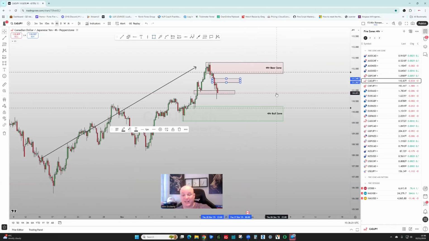And again, I'm not going into the 1 hour, 15-minute and 5-minute. You can sort of do that on your own accord. I'm just looking at this from a 4-hour aspect because we're not getting into anything until we get one of these bear or bull zones tapped, you know. We've got a little bit of an order block here as well, residing just above the final bit.